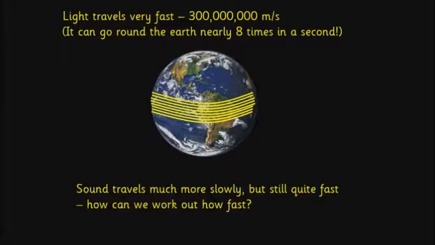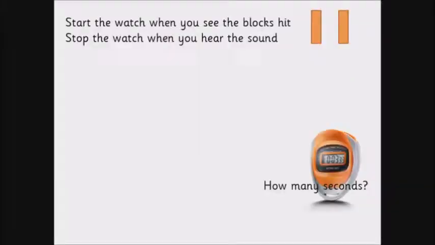So the experiment that you could do would look something like this. You would get 2 blocks of wood, and you could stand at a distance apart, so the one end of the playing field is what we sometimes do at school, and you would start the watch as soon as you see the blocks hit together. So one person stands one side of the field, one person stands the other. The person with the blocks bangs the blocks together.